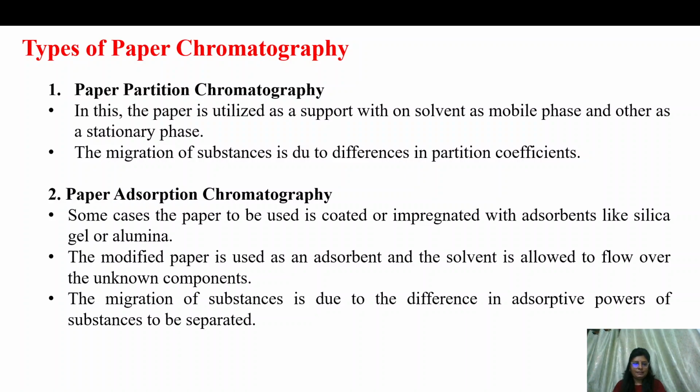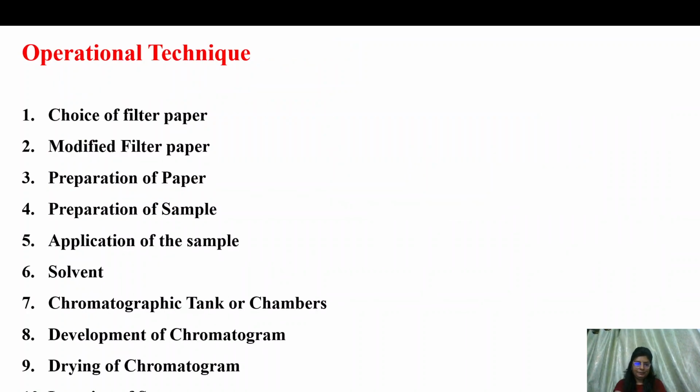So in some cases the paper to be used is coated or impregnated with adsorbents like silica gel or alumina. So the modified paper is used as an adsorbent and the solvent is allowed to flow over the unknown component. So the migration of the substance is due to the difference in their adsorptive power of the substances to be separated.